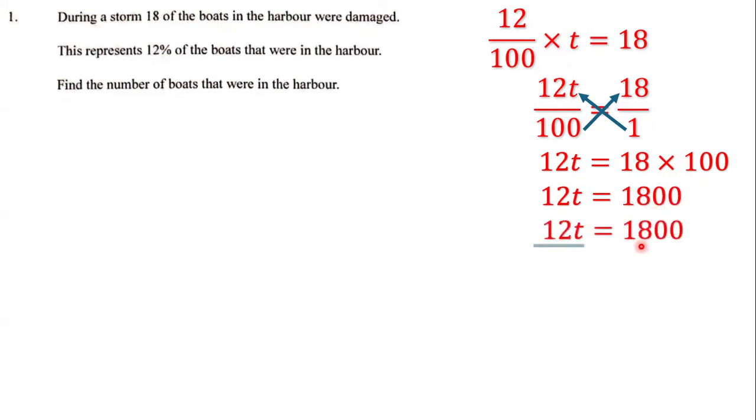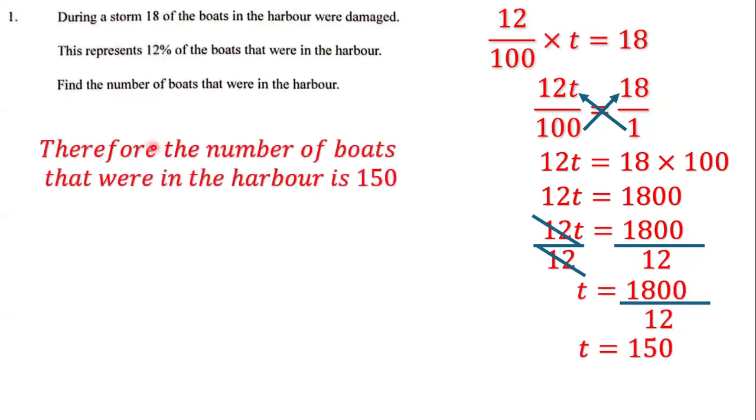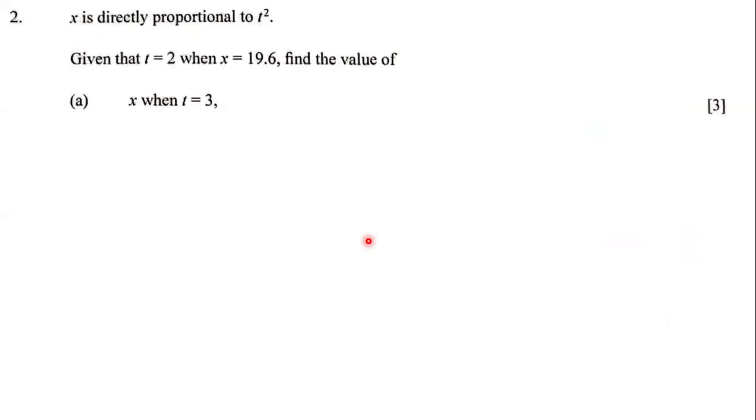Next, we divide both sides of this equation by 12. This 12 cancels out with this 12. And so we have that T is equal to 1,800 divided by 12. And so we have that T is equal to 150. And so what does that mean? That means that the number of boats that were in the harbor is 150 boats. Let's move on to the next question.